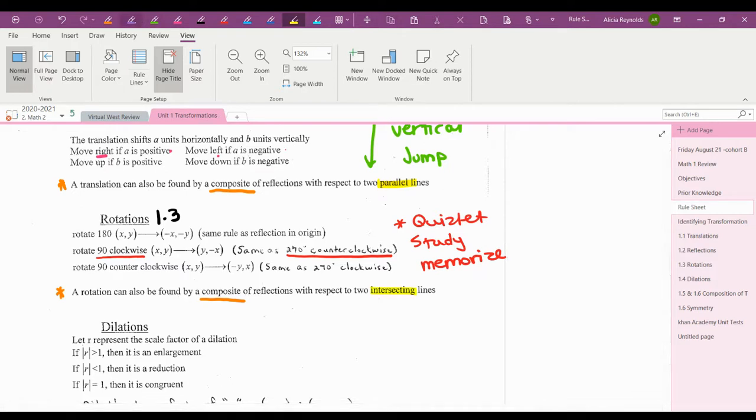So when we do our Desmos class activity, there will be some assessment of your ability to use those composite transformations to map the figure where it needs to go.